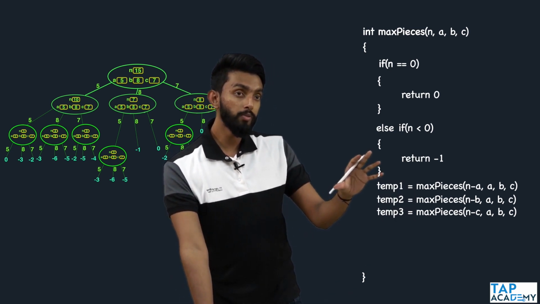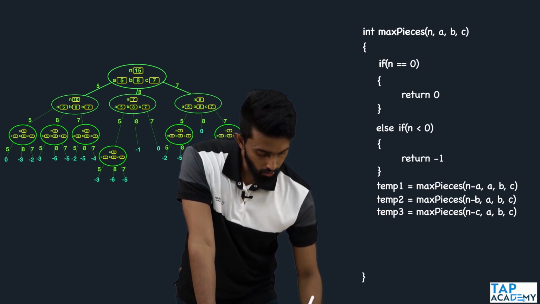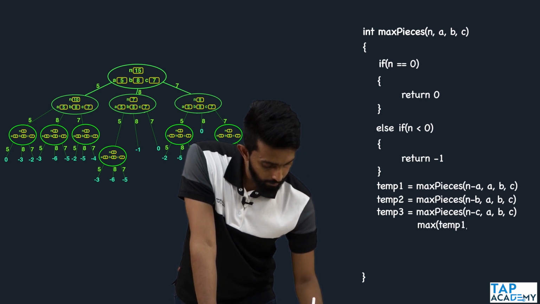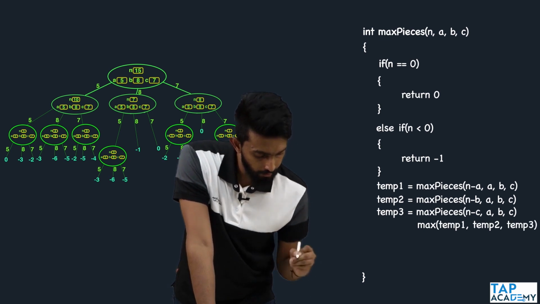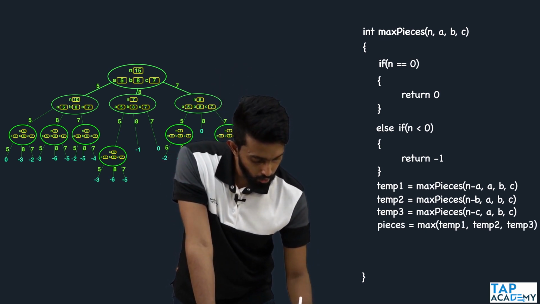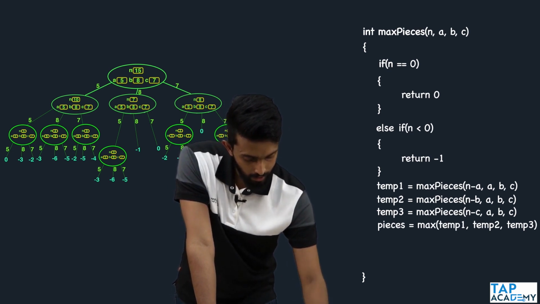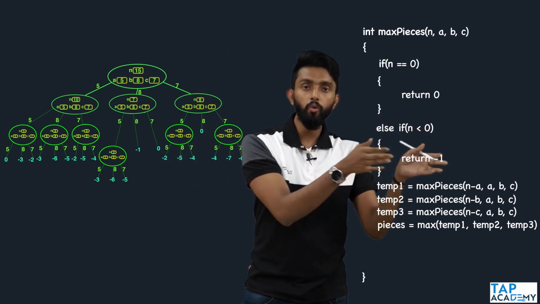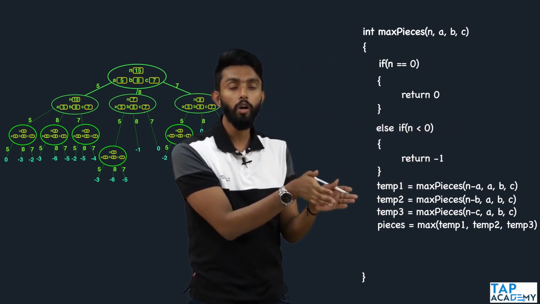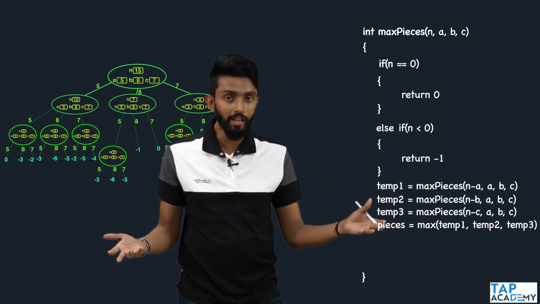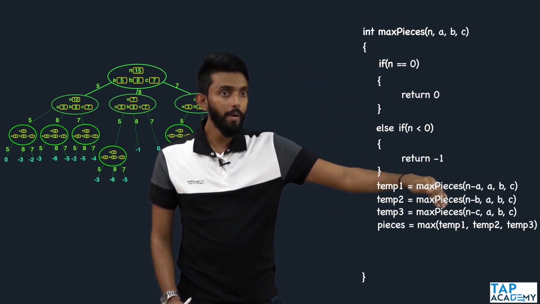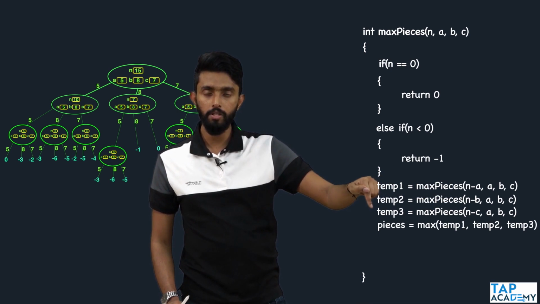Now, ultimately you must find the max of these 3 values. So, just do that. Find the max of temp1, temp2 and temp3, and store it in a variable called pieces. So that is the maximum pieces. Maybe by cutting it with length a, you got 3 pieces. By cutting it with length b, you got 2 pieces. By cutting it with length c, you got only a single piece, right? Ultimately, you want the maximum pieces. So find the max. How to find the max? I'll show you. You will get pieces, right?